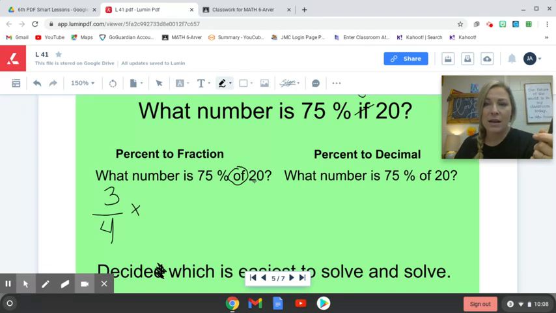Now, when I'm working with fractions and I'm given a whole number, any whole number can be a fraction instantly. All I have to do is put that whole number in the numerator's place and add a 1 as my denominator. It's the same thing. You're really not changing the number at all. You're just changing how it looks. So 3/4 times 20, or 3/4 of 20, is the same thing as 3/4 times 20 over 1.